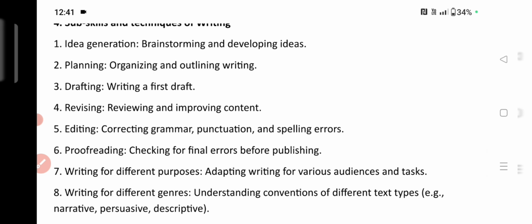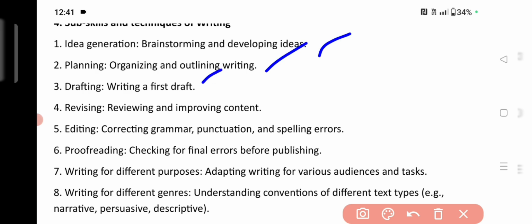So, brainstorming and developing the ideas, planning, outlining the writing, how to write, and everything will be organized. Drafting: writing a first draft. If you have any mistakes in the first draft, you can write another draft, right? Revising means reviewing and improving the content. Editing: correcting the grammar, spelling errors, everything. Proofreading: checking for the final errors before publishing.